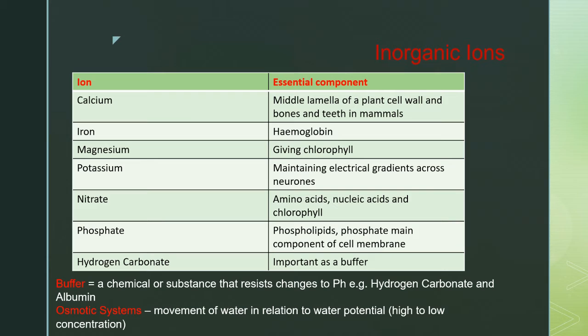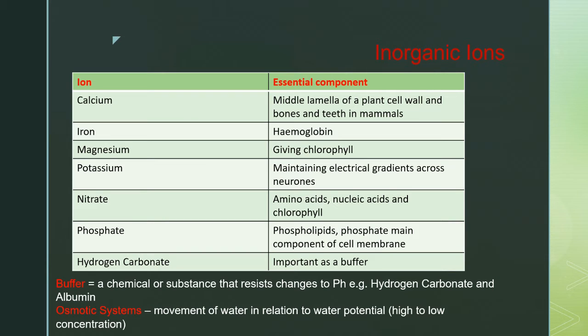Iron is important in hemoglobin. You'll also find that one later on down the line too. Magnesium is important in chlorophyll. Potassium is important in maintaining electrical gradients across neurons. Nitrate is important in free amino acids, nucleic acid and chlorophyll. Phosphate is good for phospholipids, and phosphate is a main component of the cell membrane. Again, we'll focus on that later on.